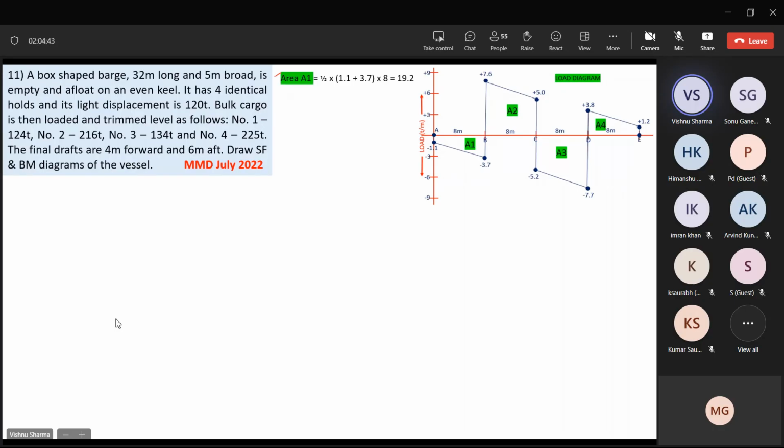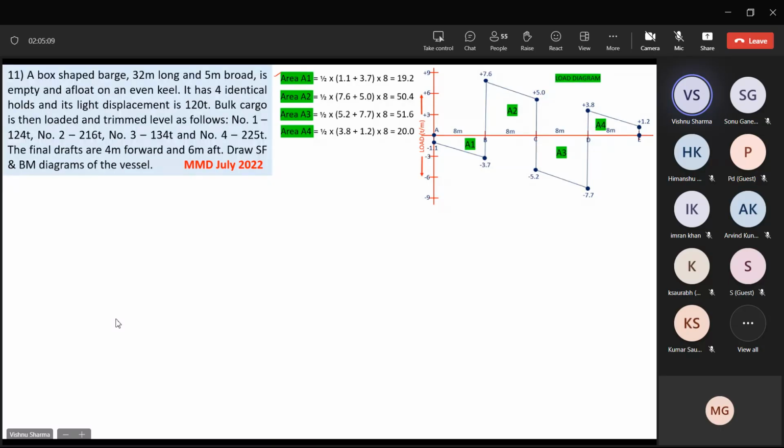Half the sum of the parallel sides multiplied by the distance between them, right? Can you confirm if area A1 is, you know, this formula, right, beta? Trapezium? Okay. Yes. Likewise, I have calculated area A2, A3, and A4 based on the values which are there in our load diagram.